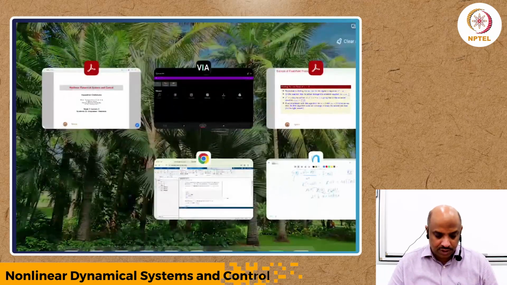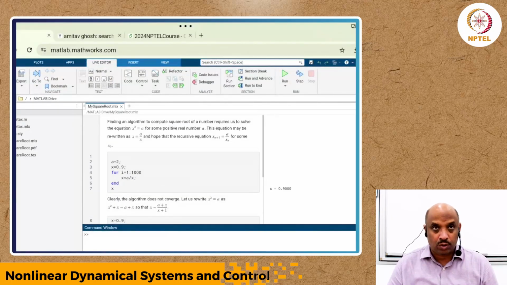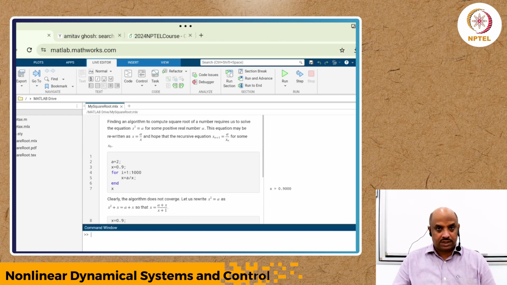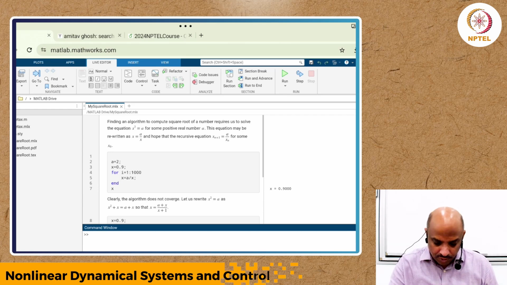I have written a code in MATLAB, and let's hope that this works. Hopefully you're familiar with how this works. So if you look at the code, I started with a equals 2, x equals 0.9, some number, it doesn't matter. And then I use the first recursive equation, x equals a by x. That's the recursive equation I used the first time around.